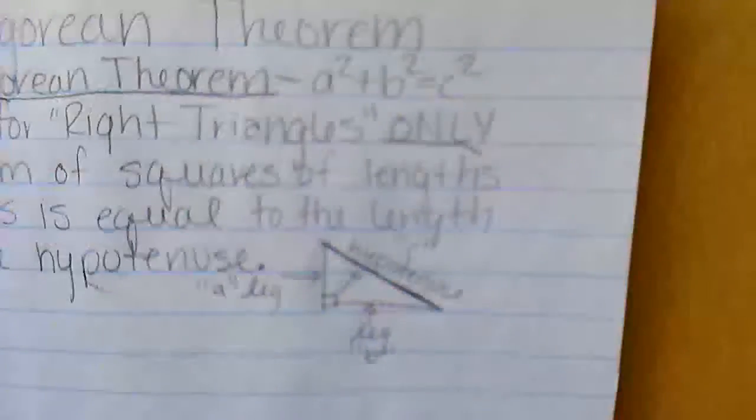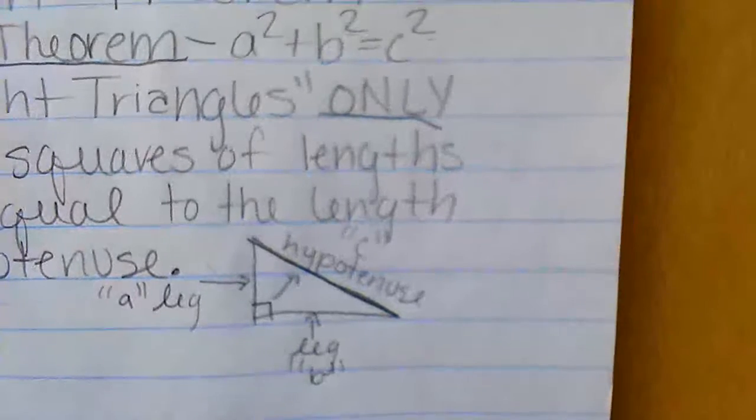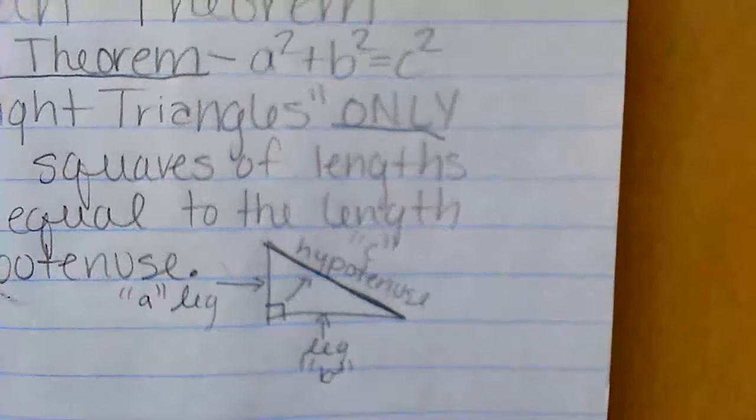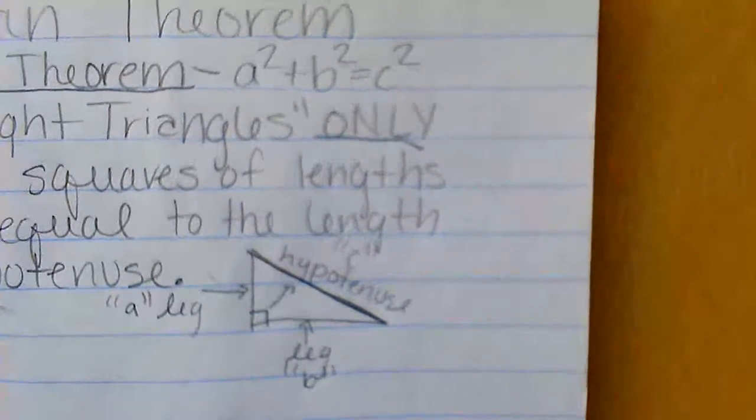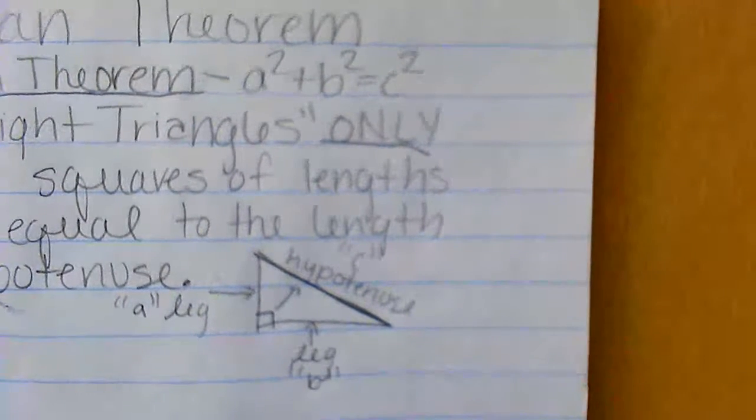A leg will be considered A. The other leg is B. The hypotenuse will always be C. Your legs are A and B. Your hypotenuse will always be what? Very good, C. All right, that was it for our first vocabulary term.